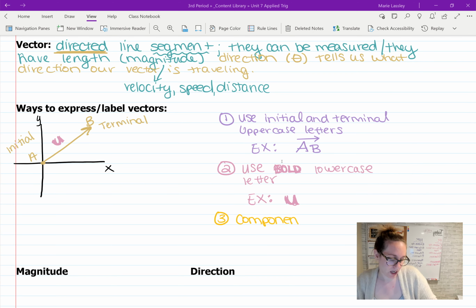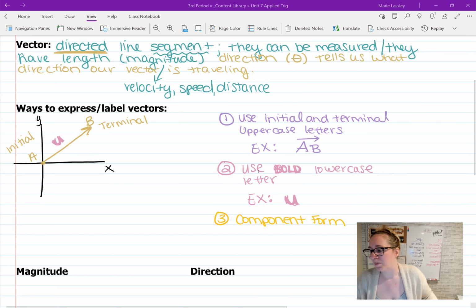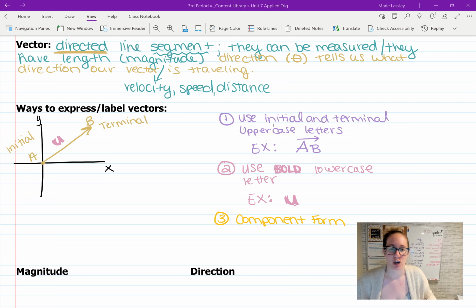And this is the most commonly used technique. The bold lowercase letters are probably the second most commonly used one. No one ever uses the first one, but it's the first one that you're going to see in here. And we do talk about the initial and the terminal points. We'll talk about them next class. But naming a vector using the uppercase letters is definitely the least used technique. Most of the time you're going to see the bold lowercase letter, which is very common.